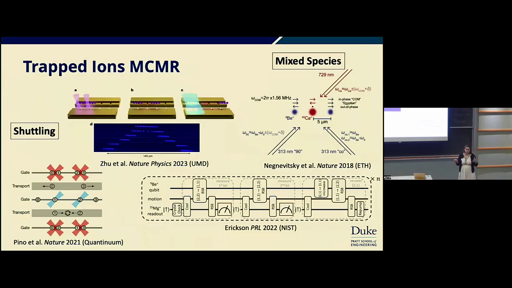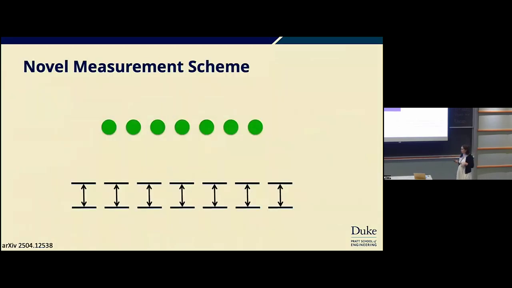And so we set about to find a new way to do this in long chains. So the idea is really very simple. We have our chain of atoms, and let's say these are our qubit transitions, whether it be in the ground state or what have you.